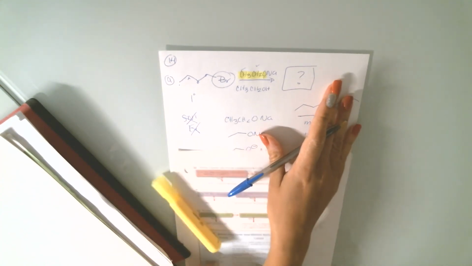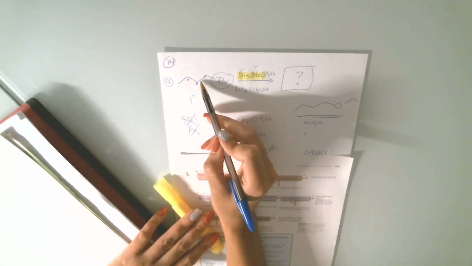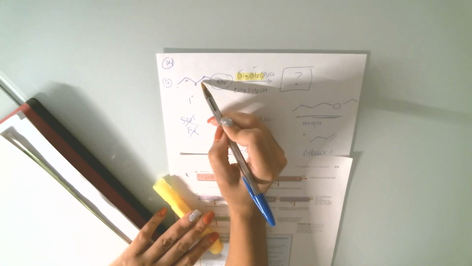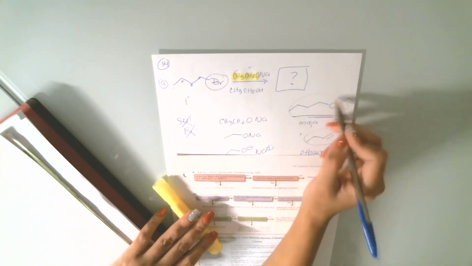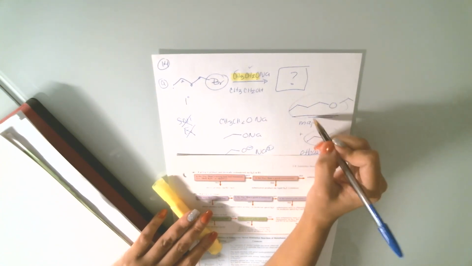The minor product is the elimination. Again, 1, 2, 3, 4 carbons, and then just have the double bond in this location. This is the E2 product. This is the SN2 product. And this one is predicted to be the major product.